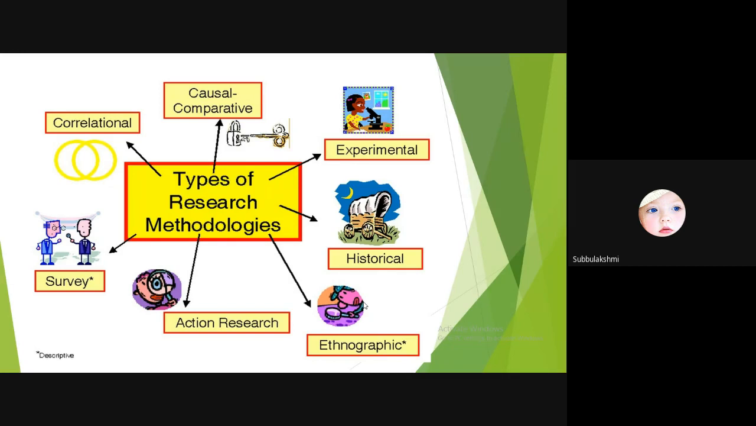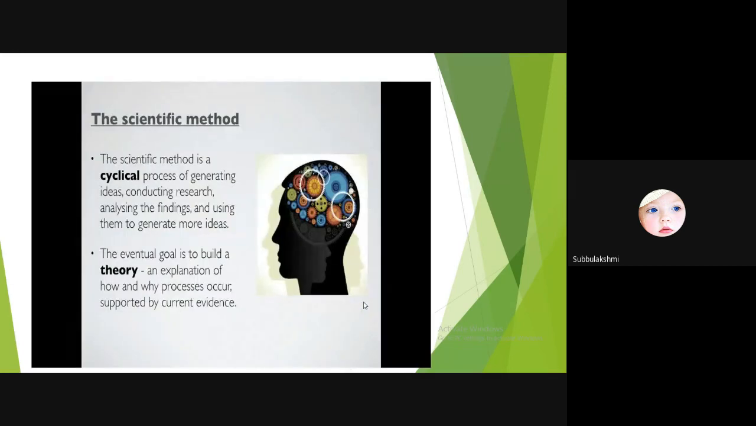Next, ma'am. The next one we come across is the scientific method. We have a picture of a brain, right? So what goes into our brain? It is a cyclic process. Scientists say research is a cyclic process where we generate new ideas, we conduct research, we analyze the findings, and we use it again to generate more ideas. So that is what I said: suggestions for future research. That is where this helps us to a great extent.